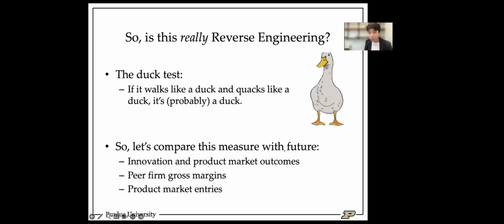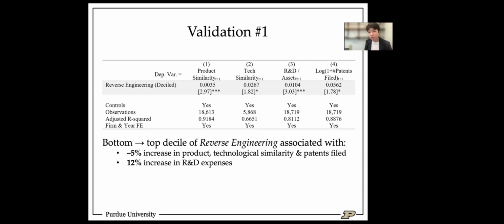So let's compare this measure with things like future innovation and product market outcomes. We are also going to see how this relates to the gross margins of those companies that are exposed by this type of behavior. And also we're going to look at how this relates to product market entries. The first test that we're going to do is related to general innovation and product market related outcomes.